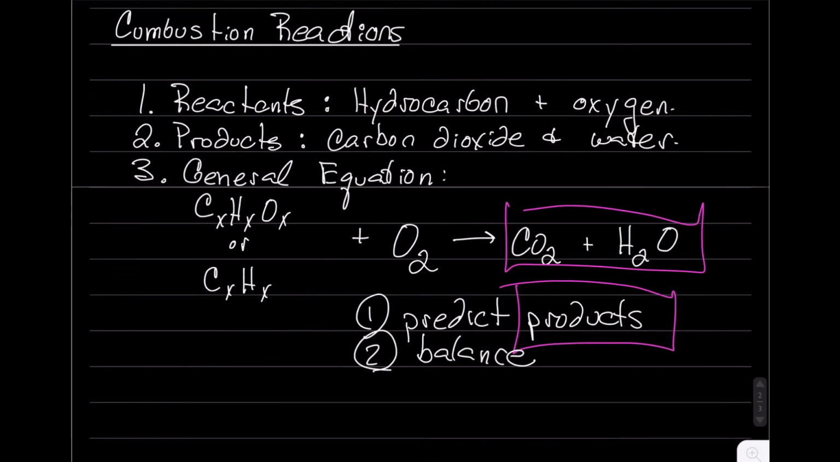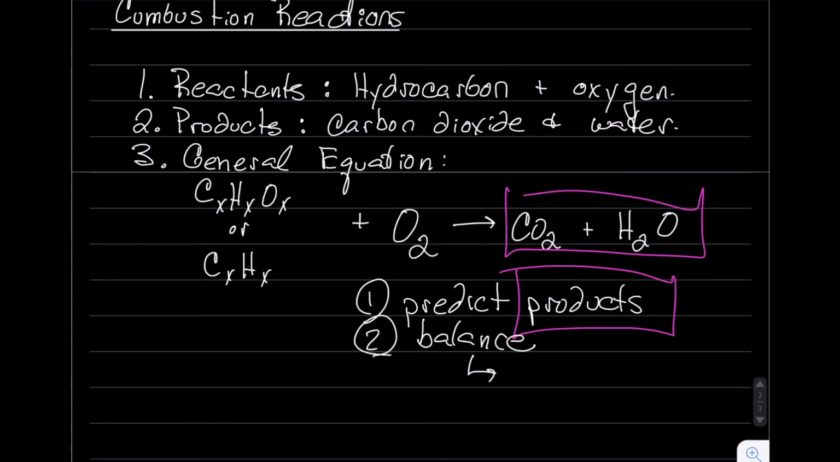Now, when you're balancing these, remember that these are awful. How do you spell awful? I don't think that's right. Okay, I'm a horrible speller. We're going with awful. Are awful to balance. Okay, but predicting the products is easy. Yay, easy. Carbon dioxide and water. Balancing, these are awful to balance.